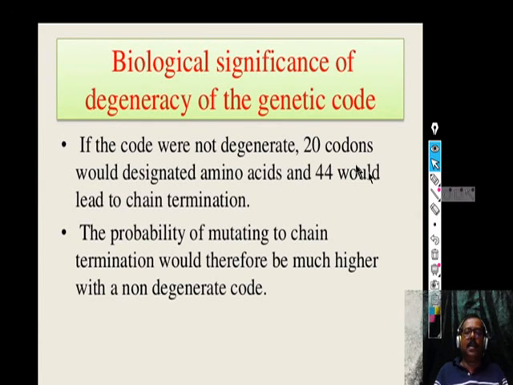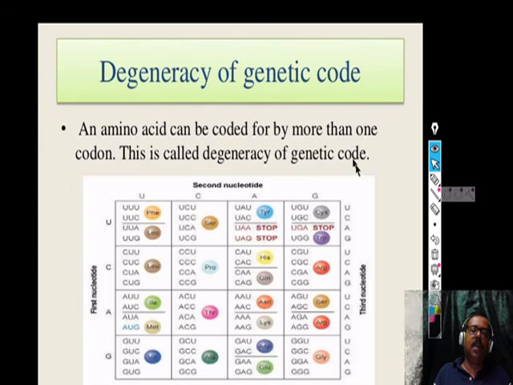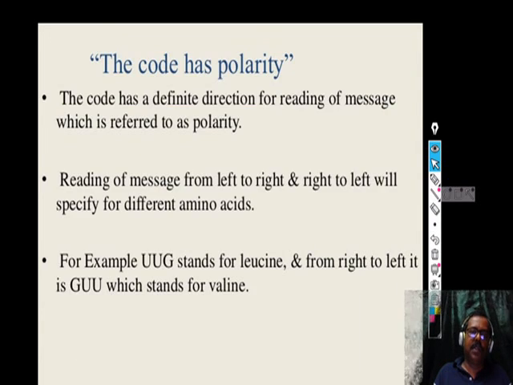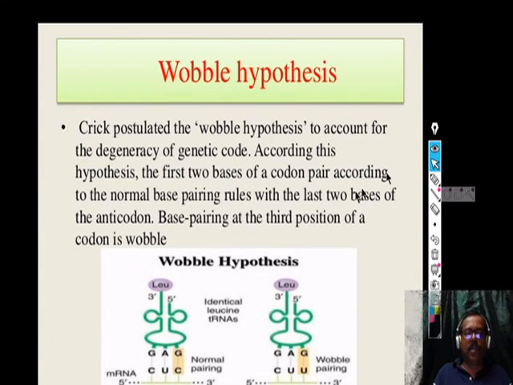Now before that, I want to explain the Wobble hypothesis. It is a very important concept. Here you can see that the wobbling actually occurs in the third base. That is, there is a certain degree of relaxation, that is, stringency is very less during the base pairing rule at the third base. So this is postulated by Crick to account for the degeneracy of genetic code.